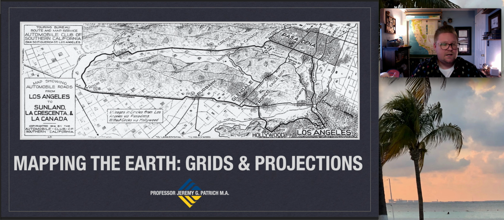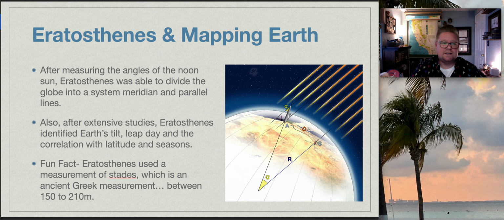So before we begin, we got to go back to this guy, Eratosthenes. We talked about him in an earlier presentation. So after measuring the angles of the noon sun, which is when the sun is at the zenith, the highest point the sun will be in your vision in the sky, he was able to then divide the globe into a system of meridians and parallels.